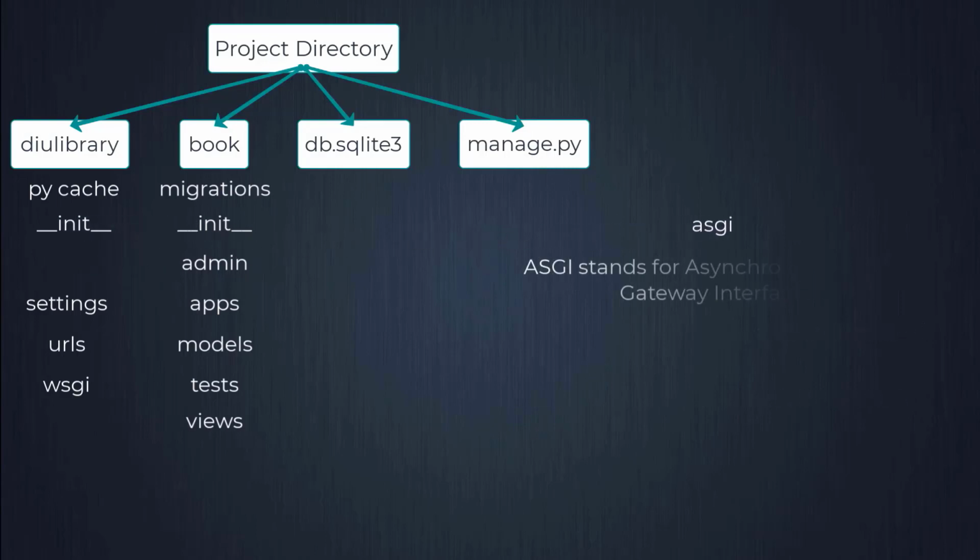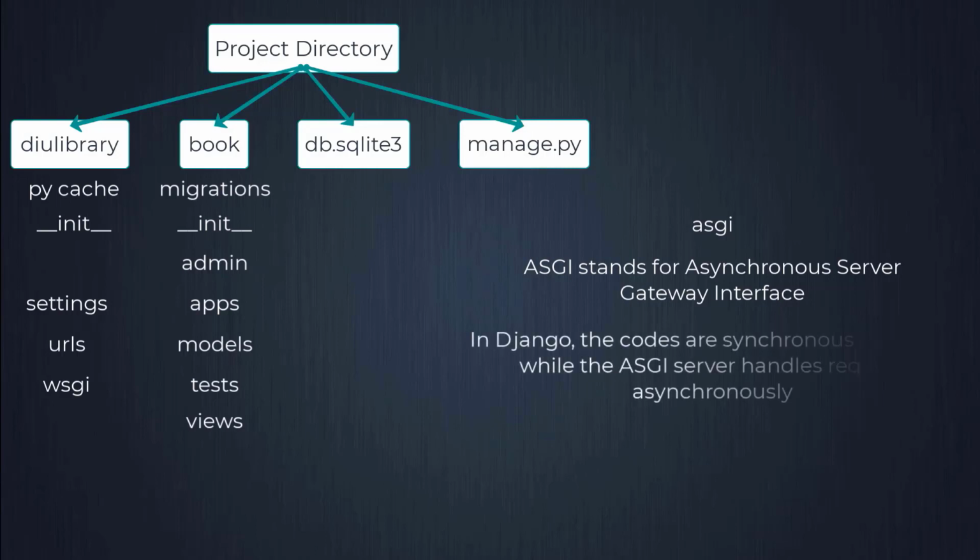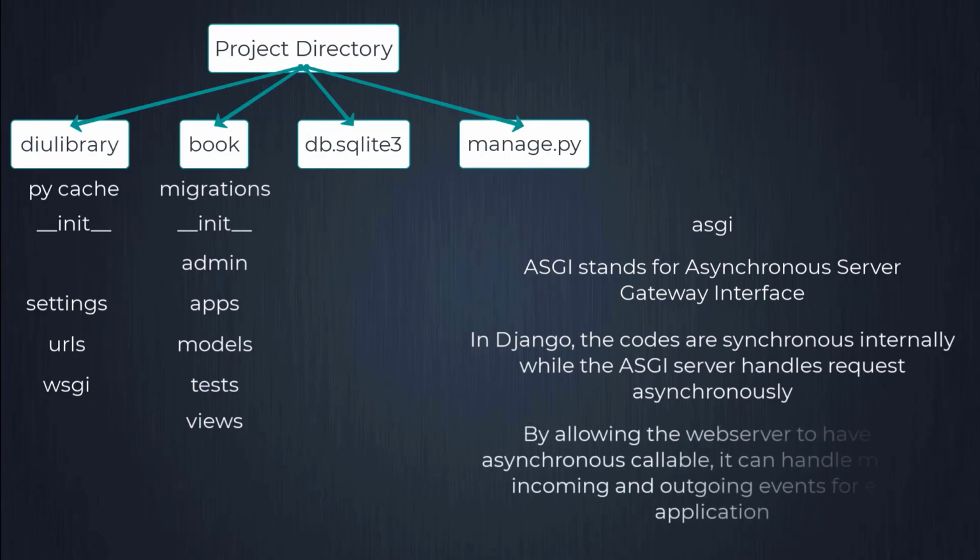The ASGI stands for Asynchronous Server Gateway Interface. In Django, the codes are synchronous internally, while the ASGI server handles requests asynchronously. By allowing the web server to handle asynchronous callable, it can handle multiple incoming and outgoing events for each application.